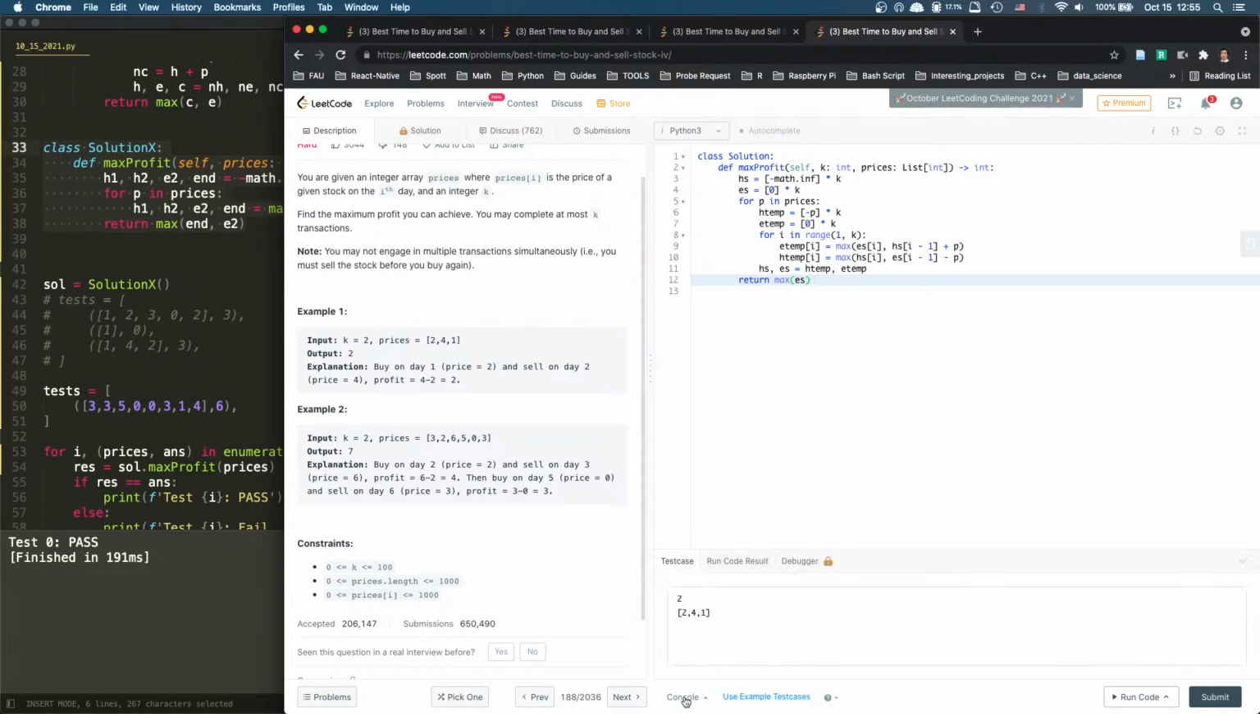Alright, let's try this. It could be max ES, or it could be just... Oh, I didn't write that. That didn't write. I'll put 4. Huh.